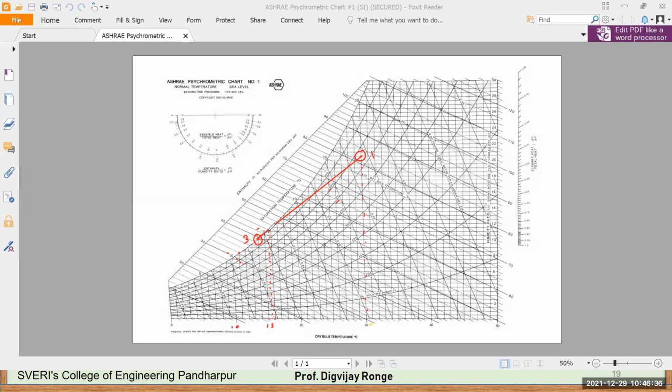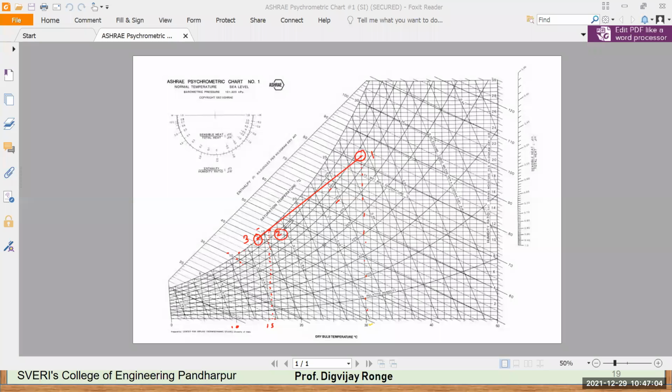Either you can calculate TD2 and plot it in the psychrometric chart, or you can divide this line 1, 3 into 10 equal parts and take the first part, because the bypass factor is 0.1. One part of 10 is 0.1. That is why I first take 10 parts. So only the first part will correspond to TD2, right? So here somewhere our point 2 will lie.